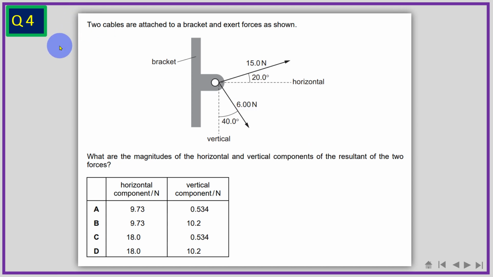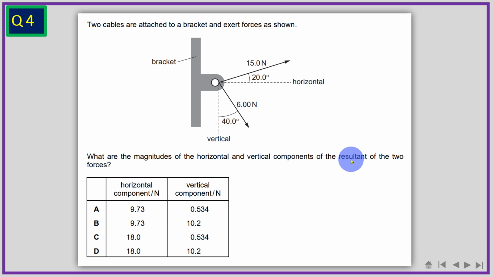In question 4, we are told that 2 cables are attached to a bracket and exert forces as shown. So there's a bracket and we've got these forces which are acting on that particular bracket. When you're given a question like this one, the first thing is to resolve the forces. But we must check what we have been asked to calculate. What are the magnitudes of the horizontal and vertical components of the resultant of the 2 forces?